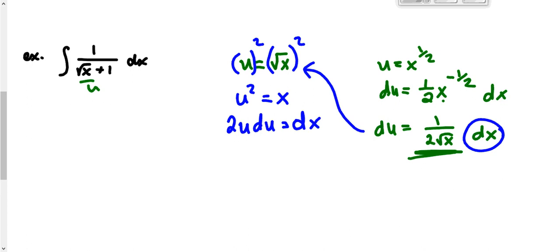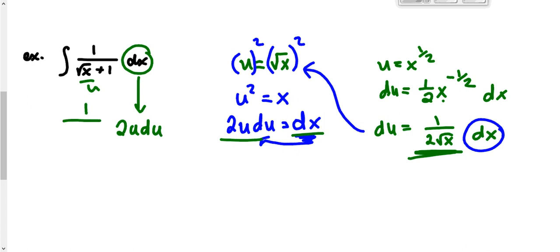Well, this is helpful because now I can just take dx and write these two things to make up for it because those are equal. I can write this side or this side. Well, I already have dx, so that can turn into 2u du. And this is going to be 1 over square root of x is u plus 1. And that's what I'm going to integrate.